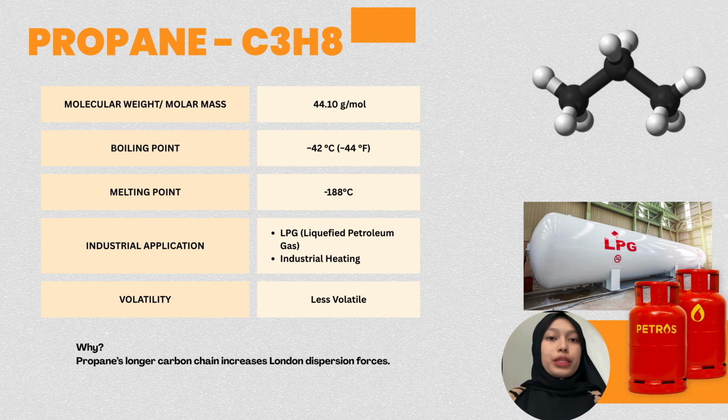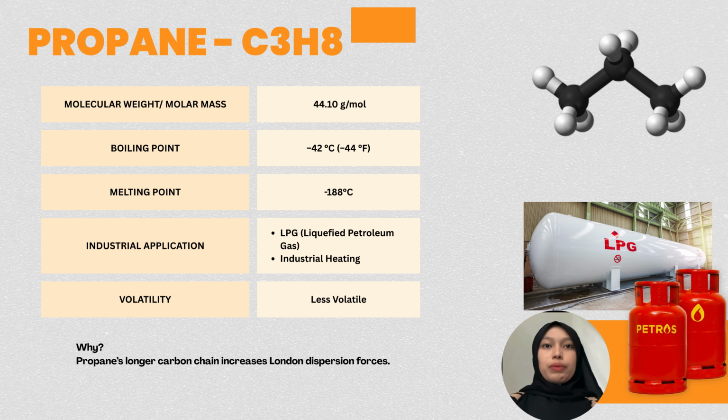And I will be presenting some key properties of propane, with the chemical formula C3H8. Firstly, propane has a molecular weight of 44.10 grams per mole. Its boiling point is around negative 42 degrees Celsius, which means it easily turns into gas at room temperature. Meanwhile, its melting point is extremely low at negative 188 degrees Celsius.